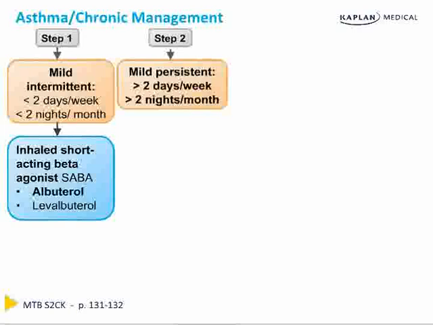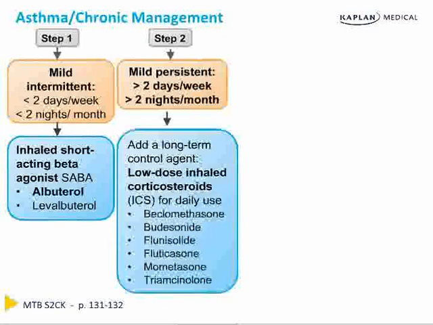Step 2 is for patients who have what we call mild persistent asthma. These patients have symptoms greater than 2 days per week or greater than 2 nights per month. So far, all you really have to remember is the number 2. For these patients it is recommended to add a long-term control agent. This is typically going to be a low-dose inhaled corticosteroid. The following examples listed are the most commonly seen.